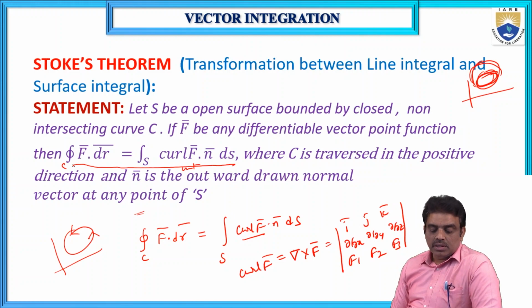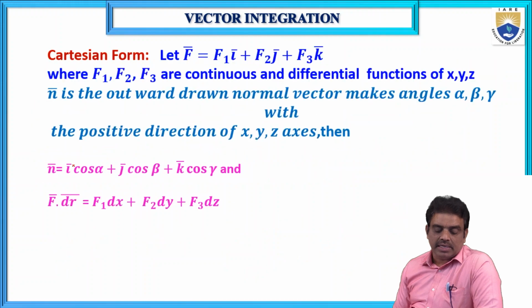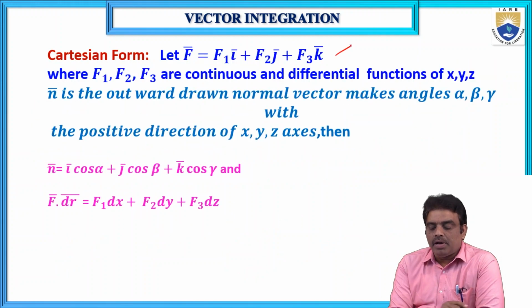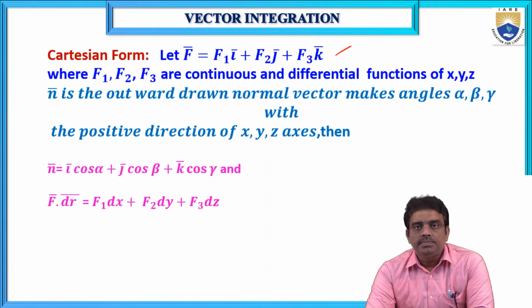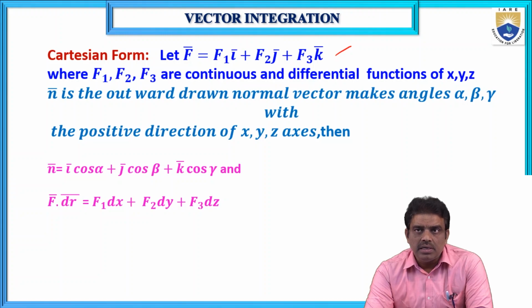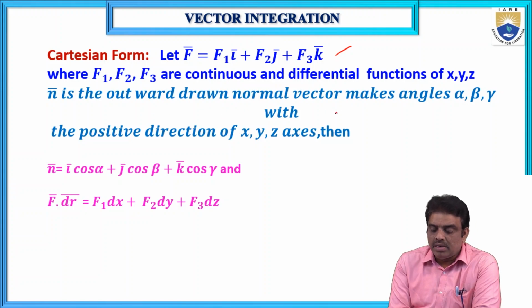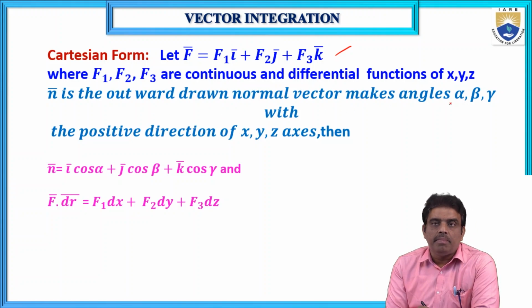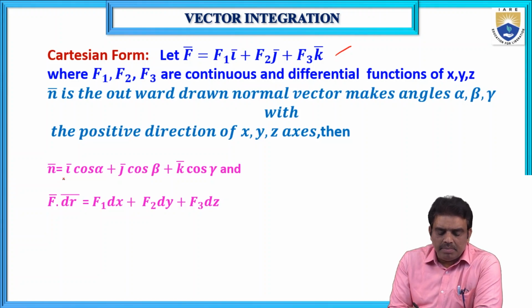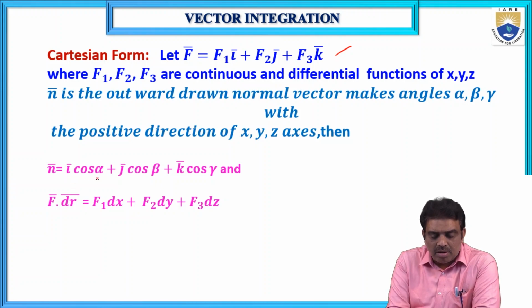Now I am considering this for Cartesian curves. Suppose f bar is f1 i bar plus f2 j bar plus f3 k bar, where f1, f2, f3 are continuous and differentiable functions of x, y, z, and n bar is the outward normal vector that makes angles alpha, beta, gamma respectively with the positive direction of x, y, z. Then n bar is the unit outward normal vector i bar cos alpha plus j bar cos beta plus k bar cos gamma.